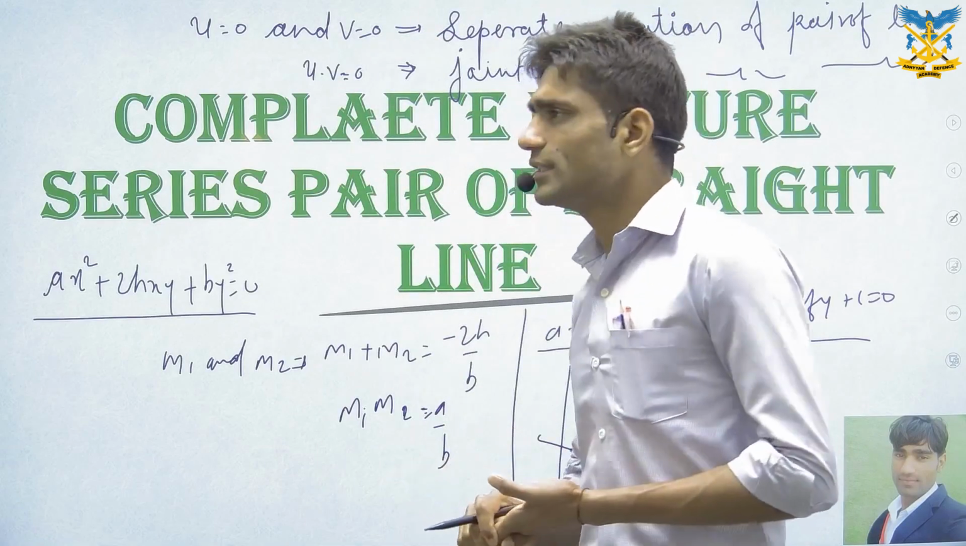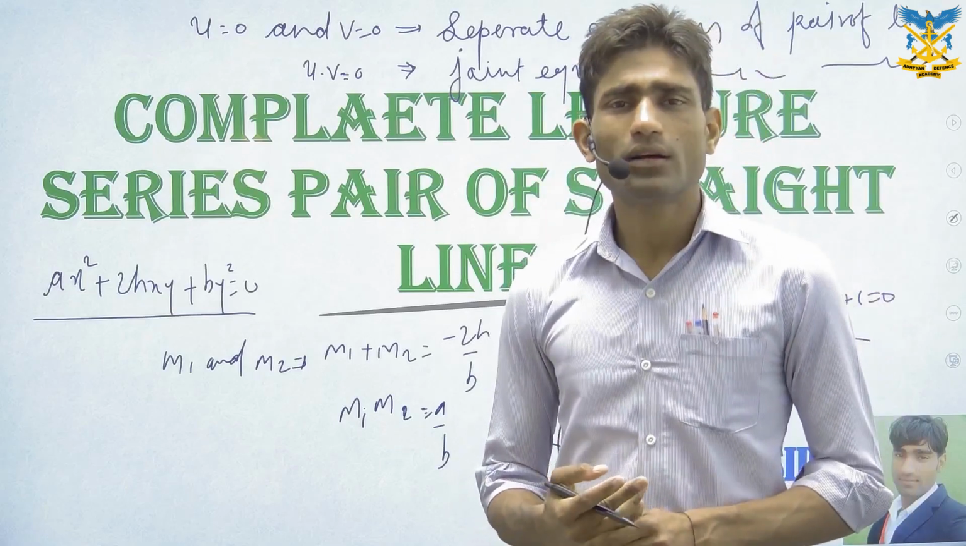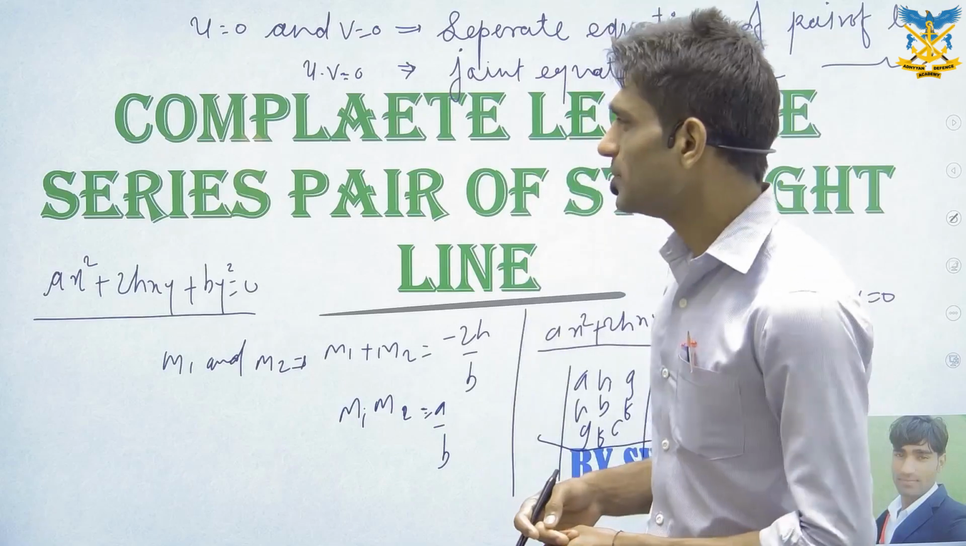After that, for the point of intersection, we have to find out its coordinates. As examples are coming, I will explain all of them in our examples.